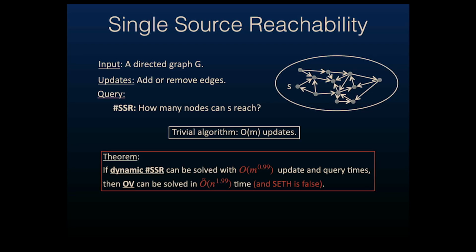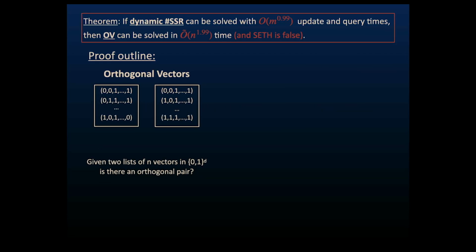OK, so here's a theorem that I want to prove now. For reachability, single source reachability, this counting problem, I claim that you cannot get anything non-trivial. So in sparse graphs, there's a linear lower bound. The trivial algorithm is optimal, assuming Seth. So this is the plan for the reduction. We're going to reduce orthogonal vectors to this dynamic problem. It's a twist, reducing a static problem to a dynamic problem, and it's going to be fun.